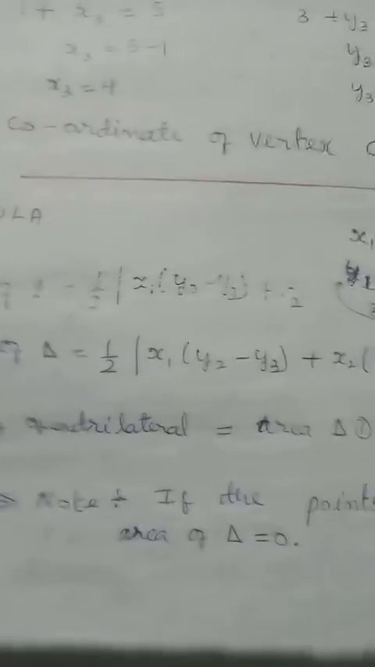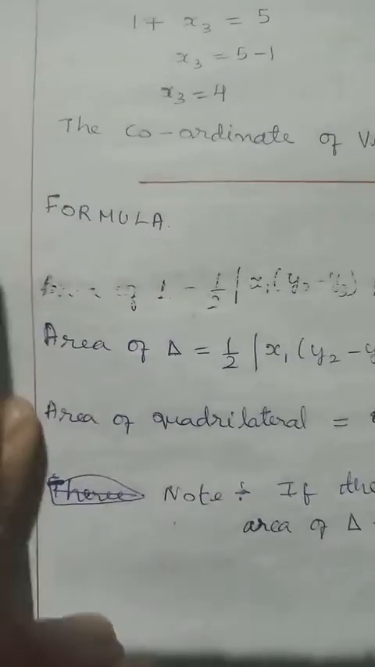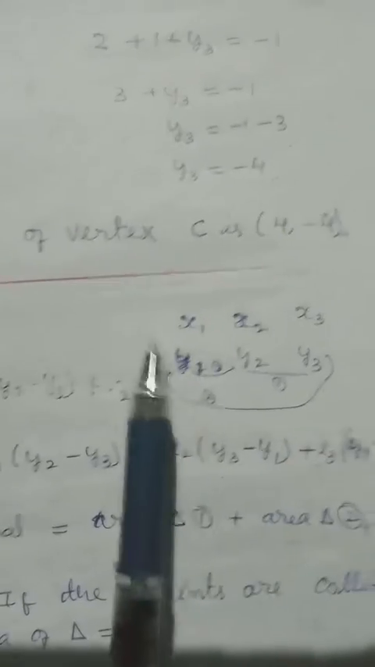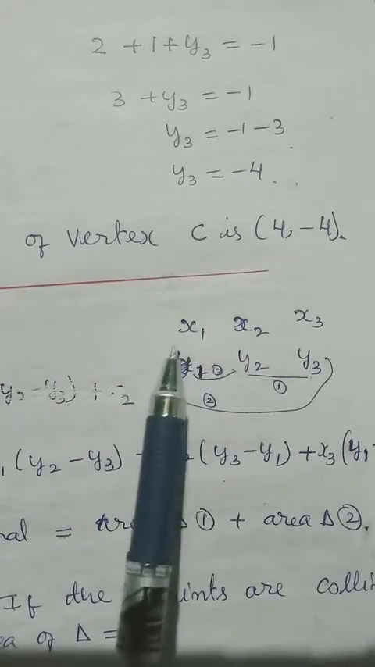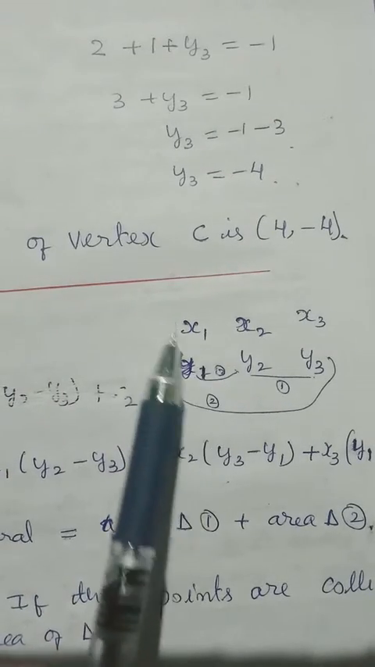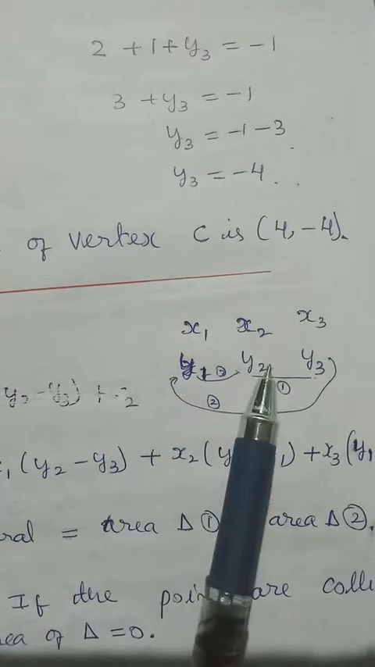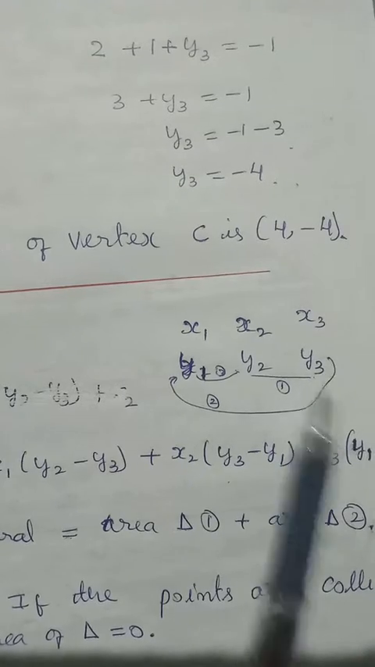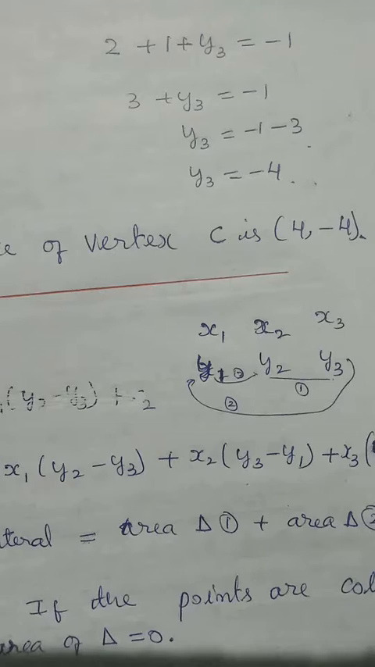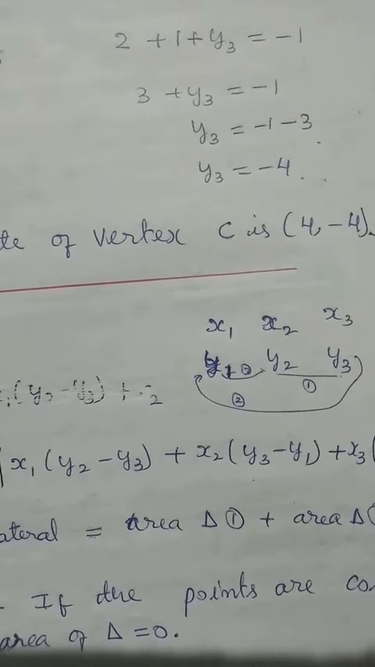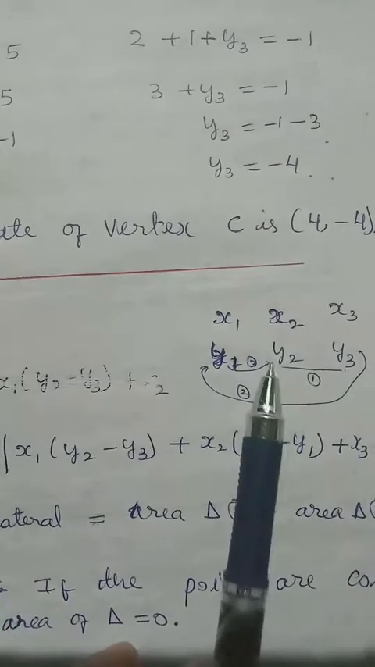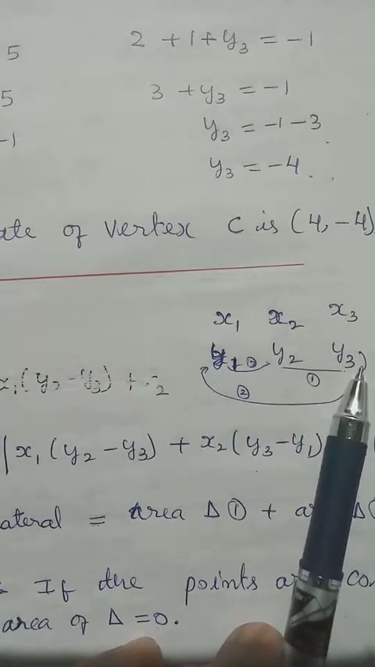Then, next topic, we need to find the area of triangle. So for triangle, we can do like this. We put the vertices, then we can do. If we take x1, we forget y1. We take y2 minus y3 because the formula for triangle is half base into height. Okay, half base into height. So that means height we can take it as x1. Then the base we have to do y2 minus y3.